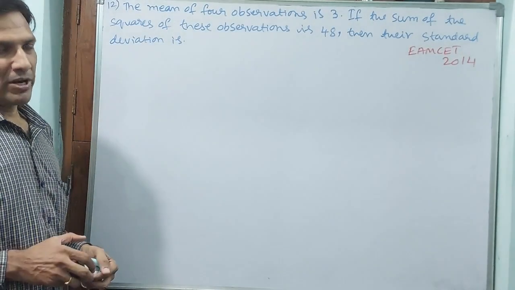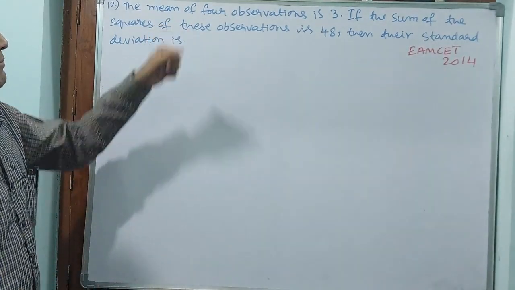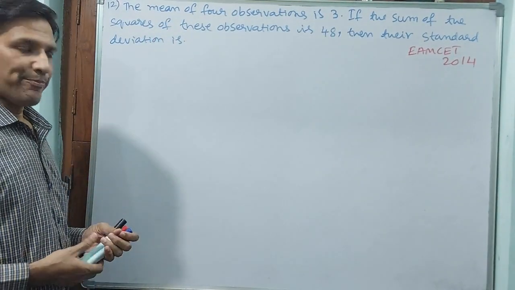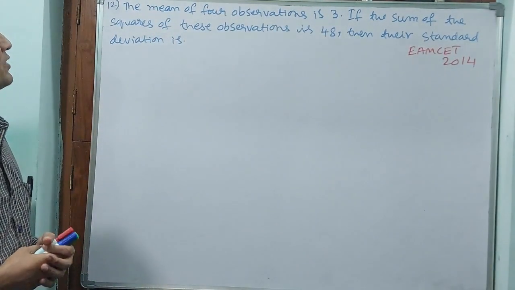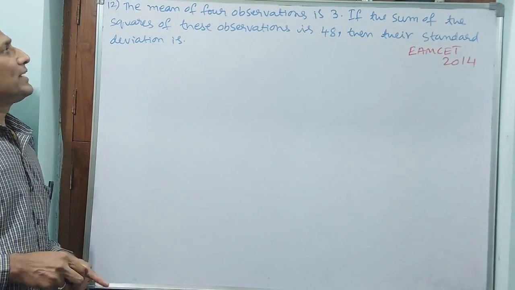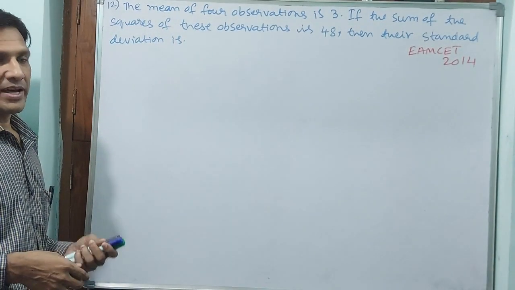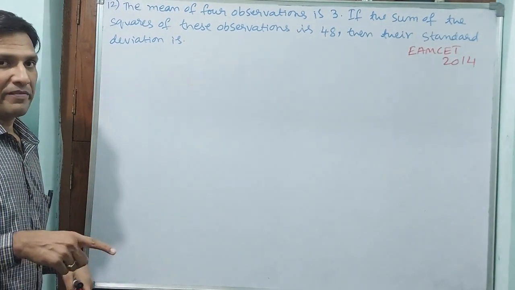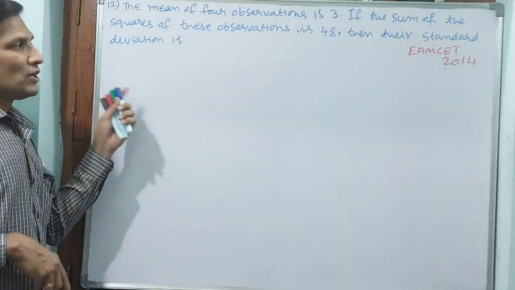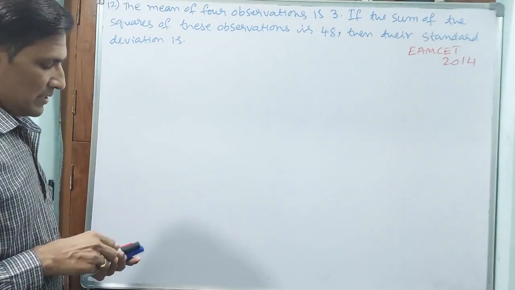Okay. See question number 12. EAMCET 2014 question. The mean of 4 observations is 3. Okay. If the sum of the squares of these observations is 48, then the standard deviation is how much, they are asking. See here they are not asking variance, they are asking standard deviation. That means first you have to find variance, then you apply square root, you are going to get the standard deviation. Okay, let us proceed.